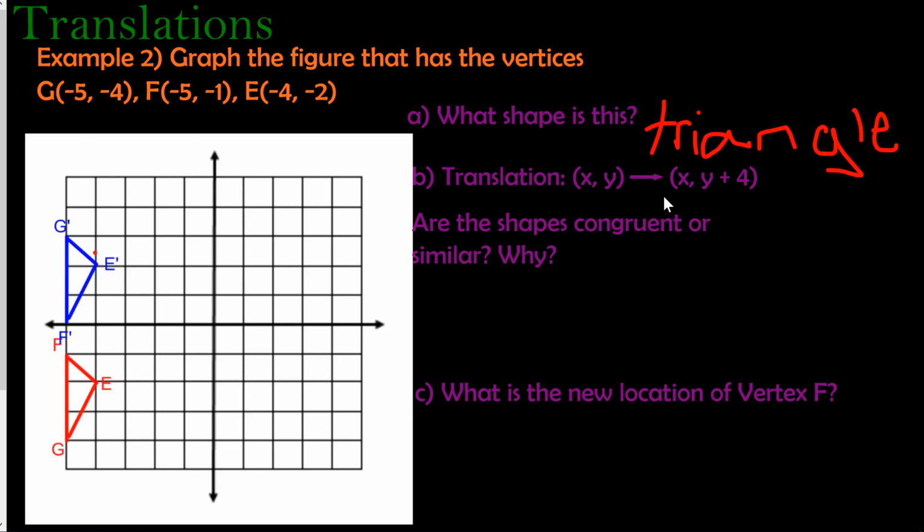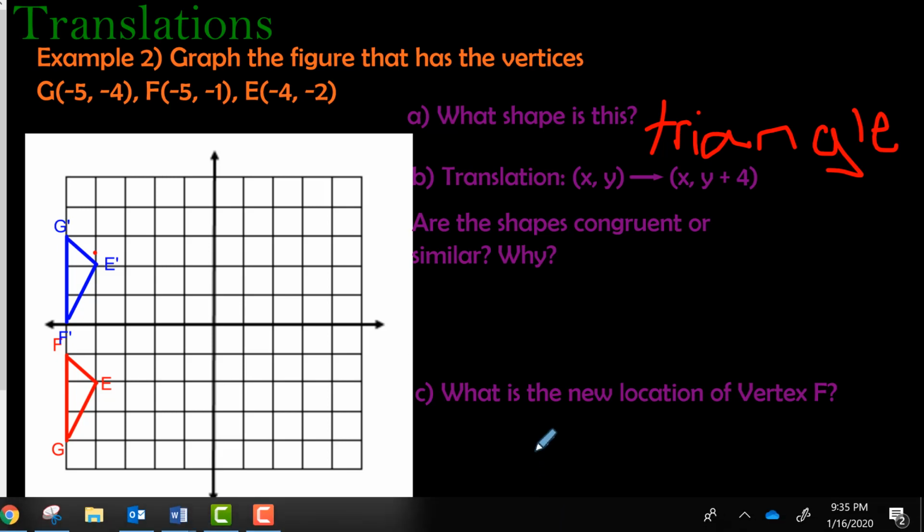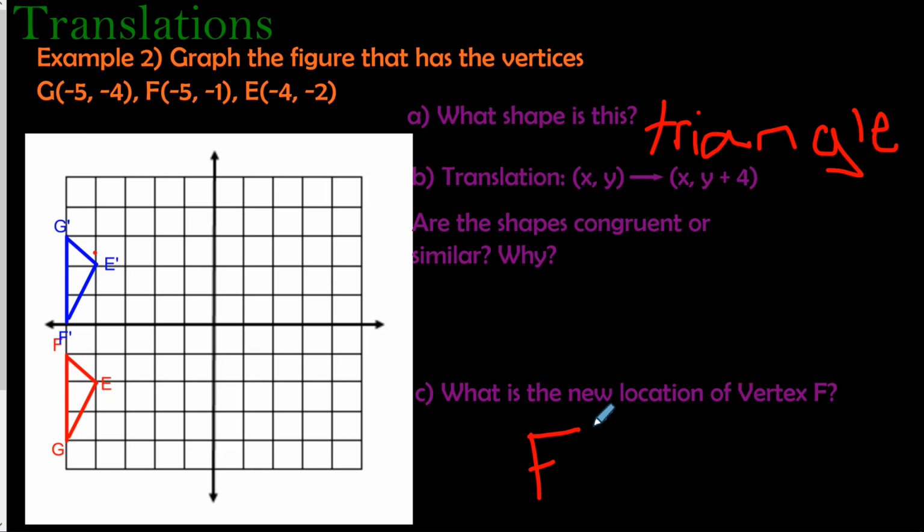And so that is the translation right here. Oh, yep, so translation is up 4, so we move everything up 4. So this is our new image. Are they congruent or similar? Because they have the exact same lengths for each side, they are congruent. Okay. And the new location of vertex F, so that's F apostrophe. So what that is, F prime, parentheses, and that is going to be negative 5, 0. Okay.